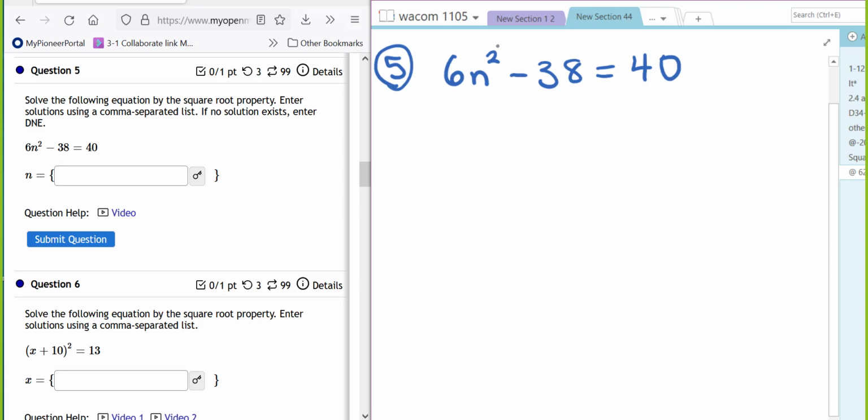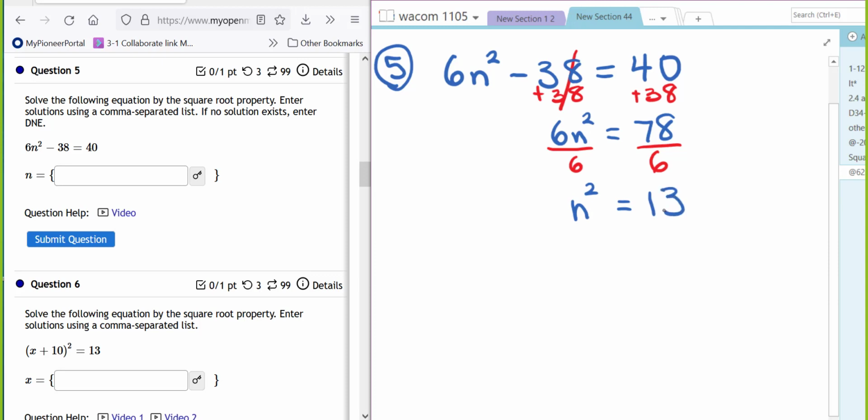I need to get my square term all by itself before I take that square root. So I need to move the 38 to the other side. So 6n squared equals 78. And I need to get rid of this 6. Now, if it doesn't divide evenly, it's not going to be so nice. But it actually will. And this will go 13 times.